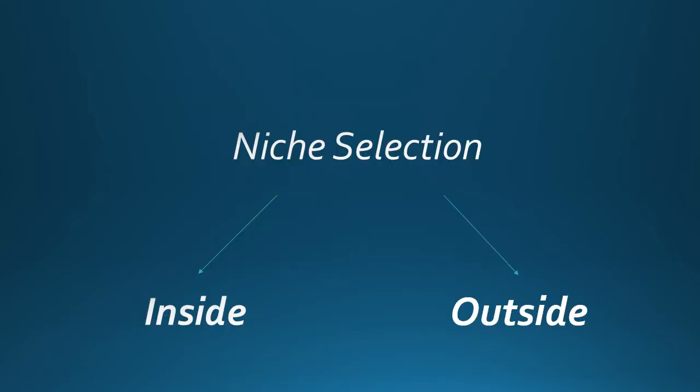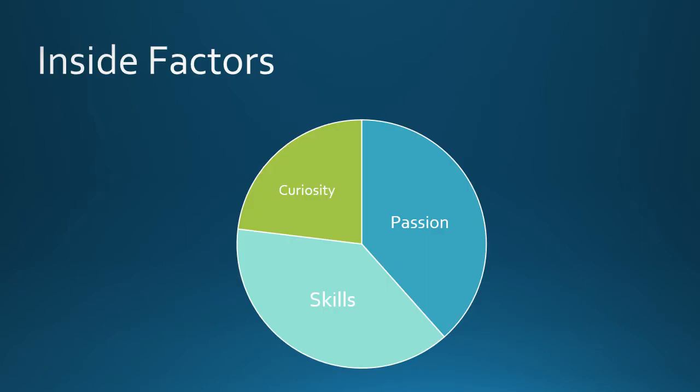In order to select a niche, we need to divide this whole process into two parts, okay? There is a part of niche selection that comes from the inside, and there is a part that comes from the outside. There are two types of factors. For these inside factors, I could identify three main factors that are related to the inside part of choosing a niche. What do I mean by inside? By inside, I mean you, okay? What you like to do.